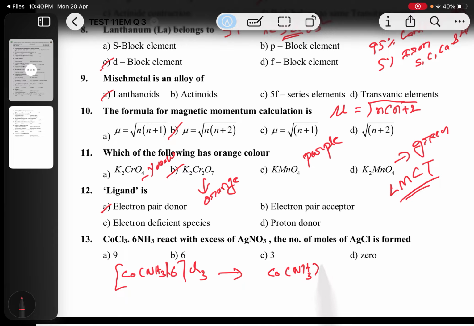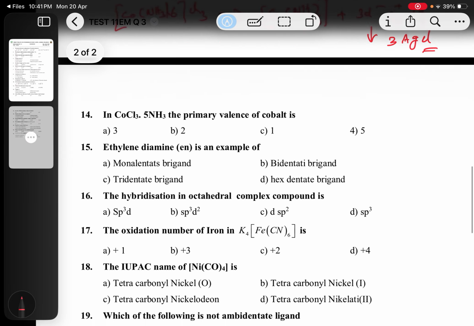Total complex has 1 ion. By losing 3 chloride ions, the complex gets a plus 3 charge. By adding AgNO3, the Ag plus ions react with chloride ions forming 3 moles of AgCl, a white precipitate. So the number of chloride ions indicates the number of moles of AgCl precipitated. So 3 chloride ions, 3 moles of AgCl precipitated. So option C is the correct one.